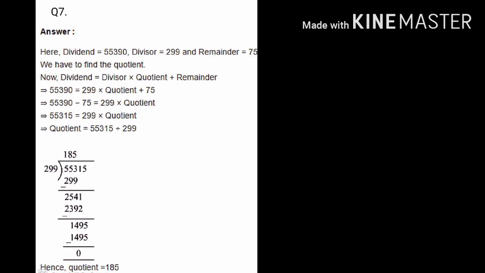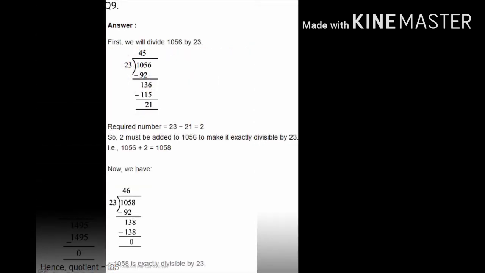So 75 will now change place. So plus 75 will become minus 75. So 55,315 is equal to 299 into quotient. So what will be the quotient? Now this 299 is changing place. So it will become division. So quotient is equal to 55,315 divided by 299, which is equal to 185. So what is our quotient? Our quotient is 185. Okay.